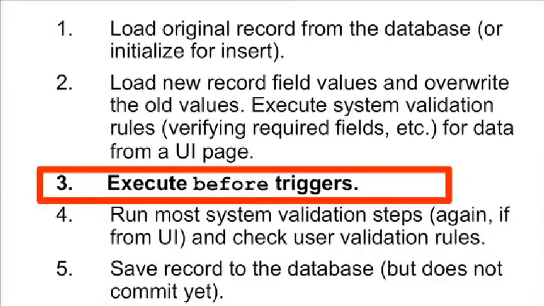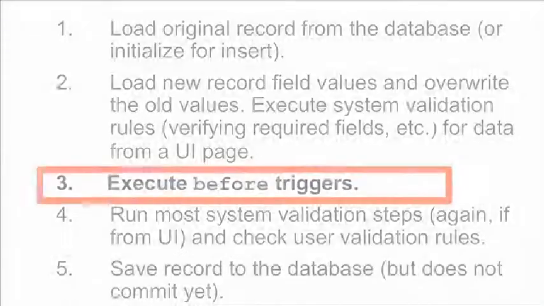So we're going to execute the before triggers. We are going to do that logic. Then we are going to verify that you didn't, for instance, null out any required fields or anything along those lines. And we're also going to run your validation rules. So if you created custom validation rules, we're going to execute those at step 4.